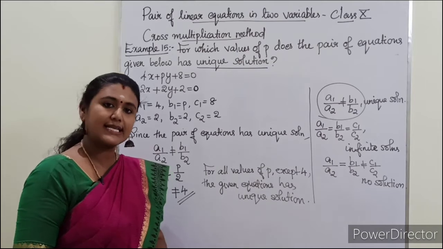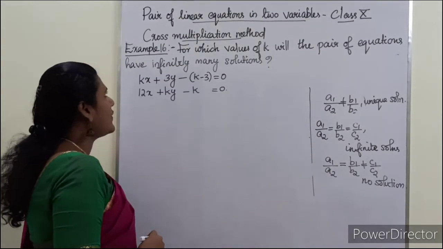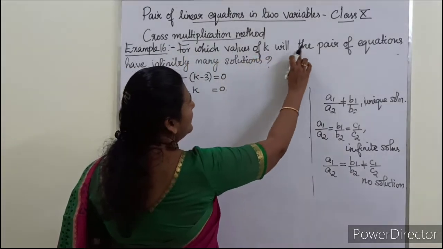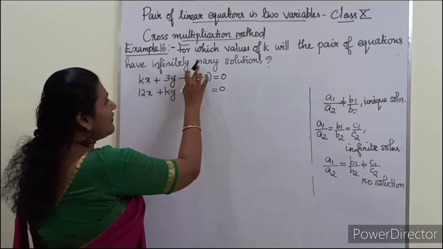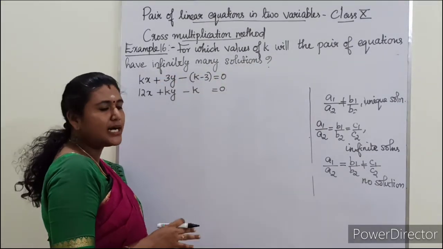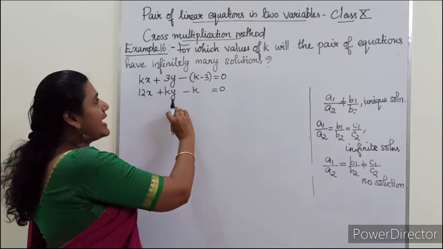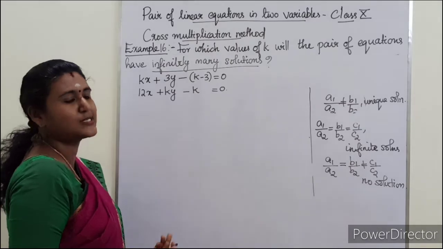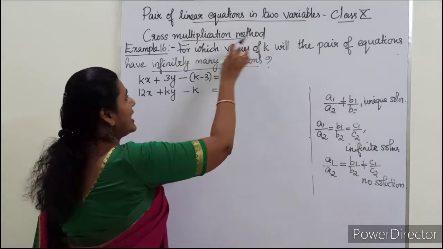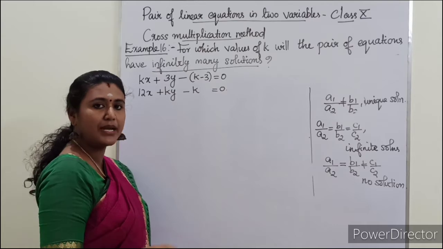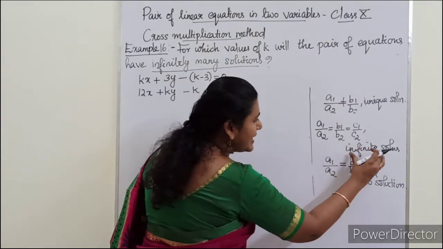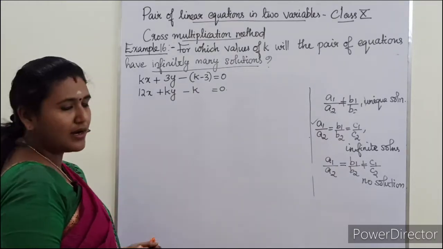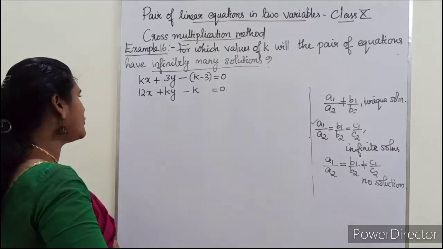Now we will move on to the next question. Now next question, example 16. For which values of k will the pair of equations have infinitely many solutions? So here we are given two equations, and here the condition is when this pair will have infinitely many solutions. For what value of k this pair of linear equation will have infinitely many solutions. So infinitely many solution means this is our condition. So first we will write a1, b1, c1 and a2, b2, c2.